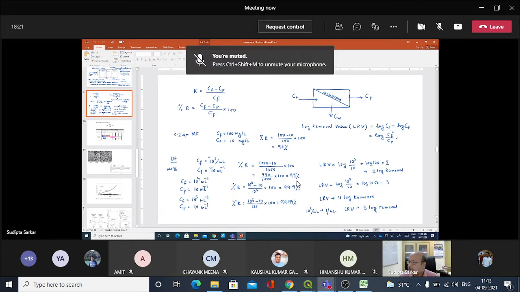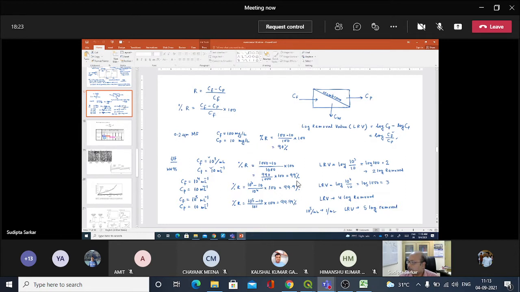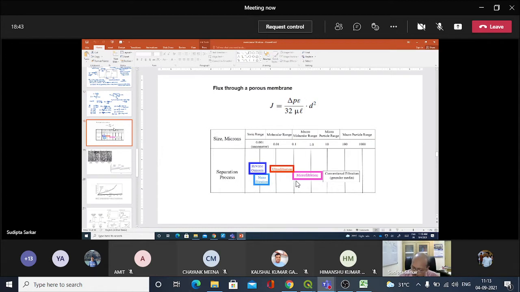The restriction of flow actually causes a lot of pressure differential in the membrane, and that causes a lot of problems that is known as fouling. So let us first discuss how we can define this.